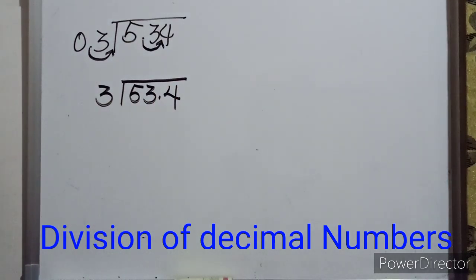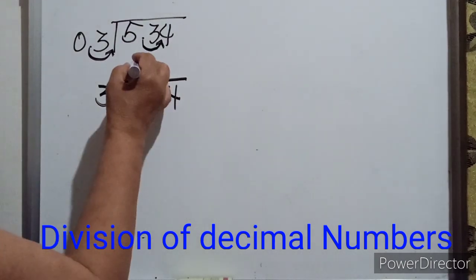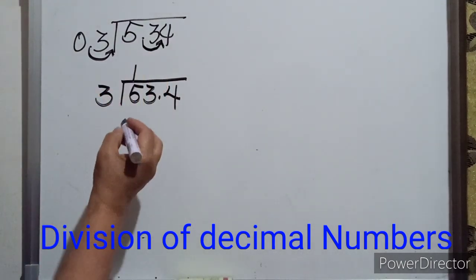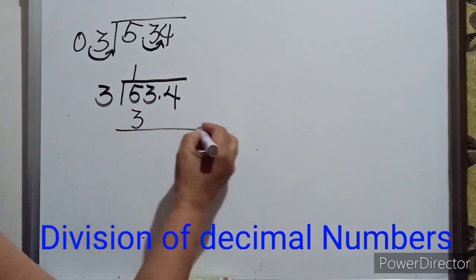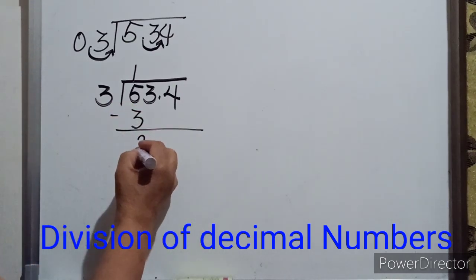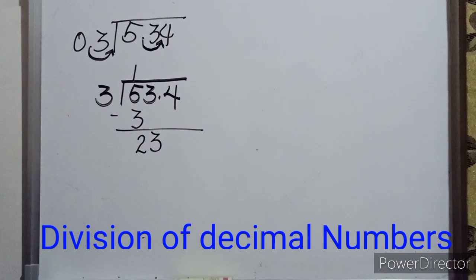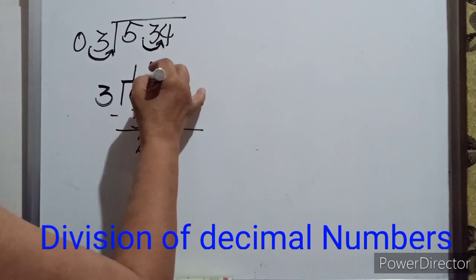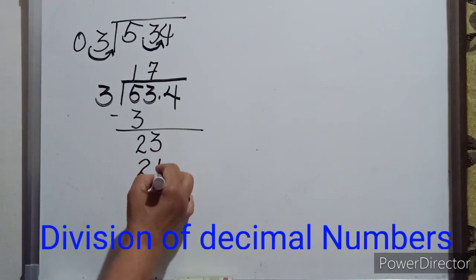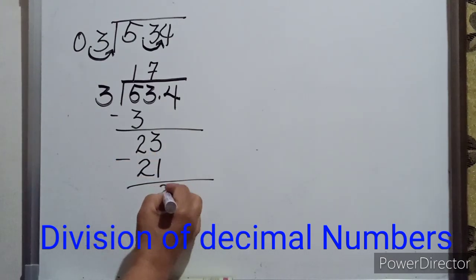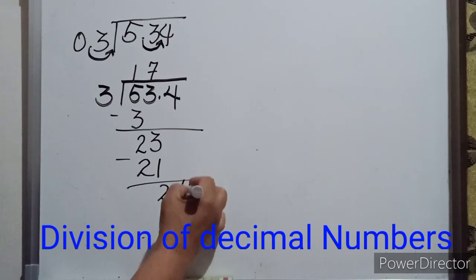Once you have made your divisor a whole number, you can now start dividing. In here, we have 5 divided by 3 is 1. 1 times 3 is equal to 3. We subtract, we have 2, bring down 3. 23 divided by 3 is equal to 7. 7 times 3 is equal to 21. We subtract, we have 2, bring down 4.